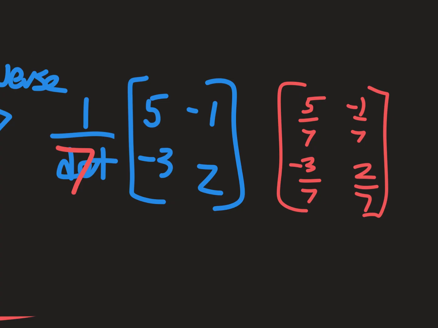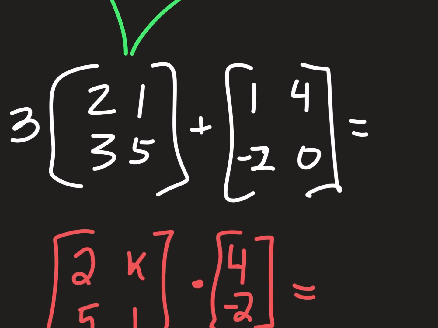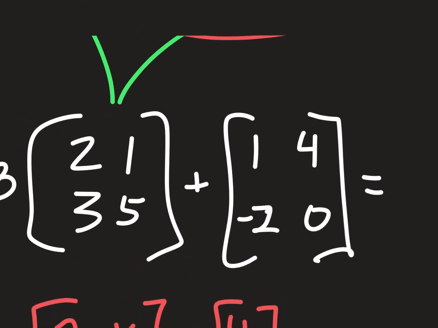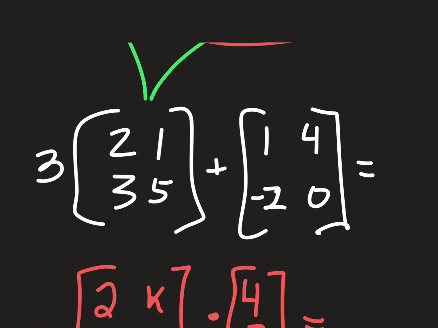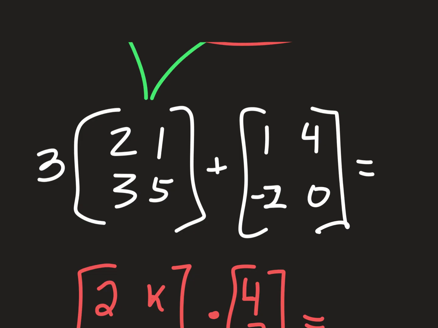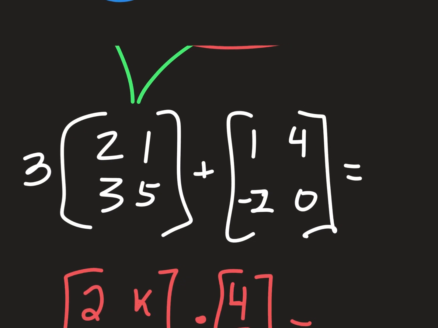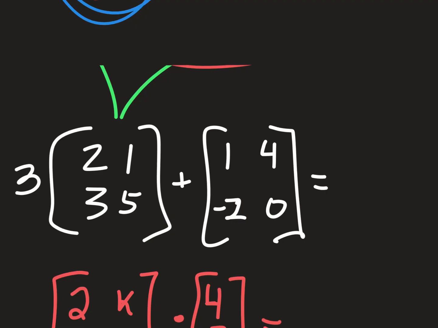All right. Now, how about just this white question here? As it's written, 3 times that matrix plus that other matrix. I would not use a calculator. I would totally do this in my head because it's way faster.